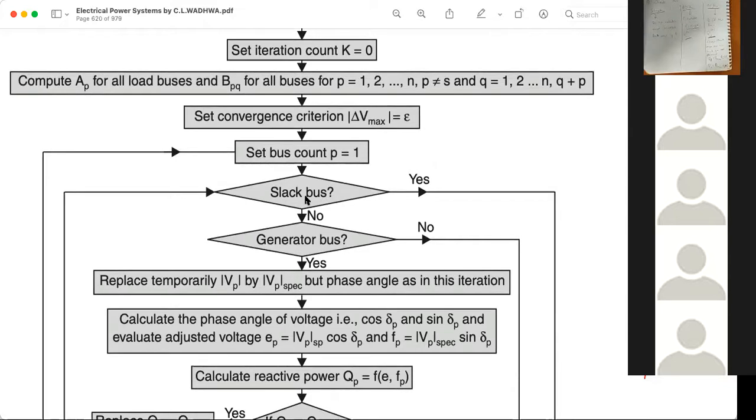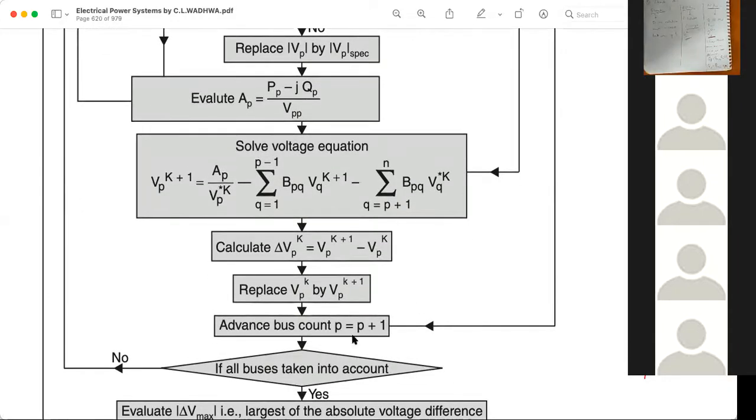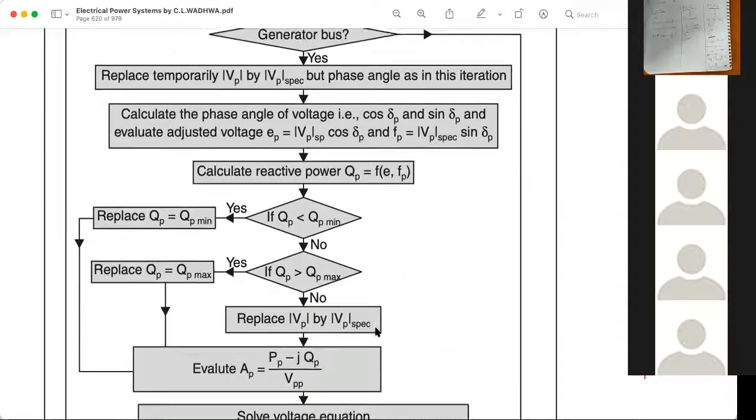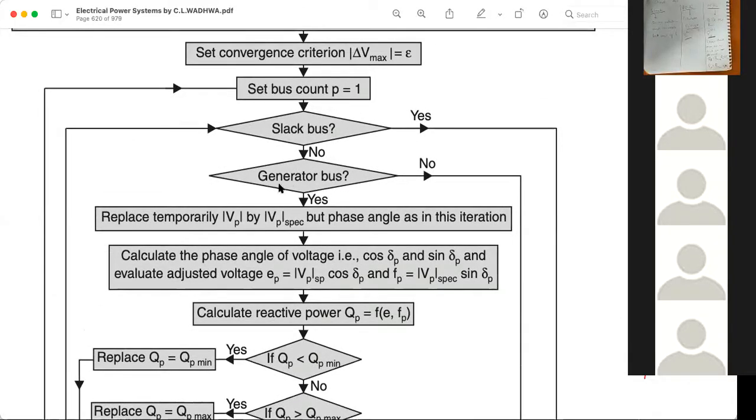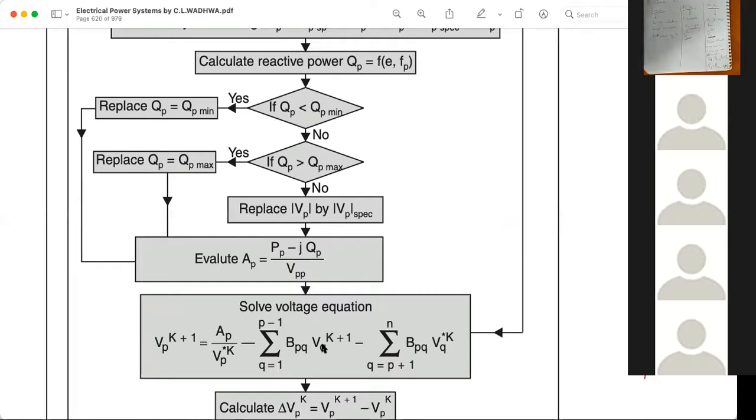Then we will check for the slack bus. If it is a slack bus, then we reach directly to advance bus count by p plus 1, that means we don't want to calculate anything. And then we have to check if it is a PV bus, that means a generator bus. If it is a generator bus, then we have to calculate Q, else we will reach directly to the voltage calculation. That means for a PQ bus, we directly calculate the voltage.